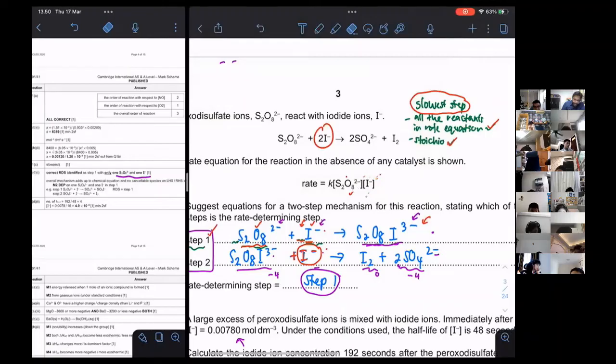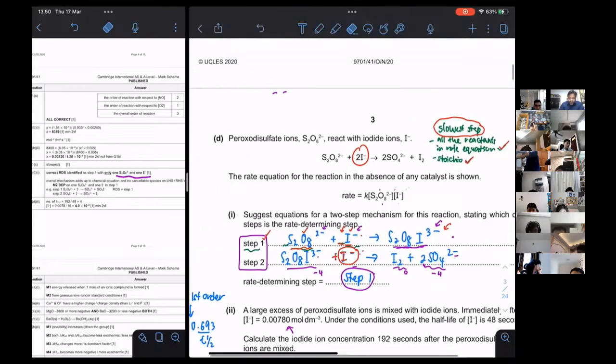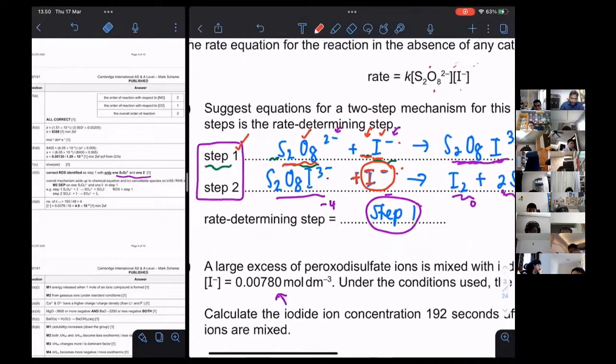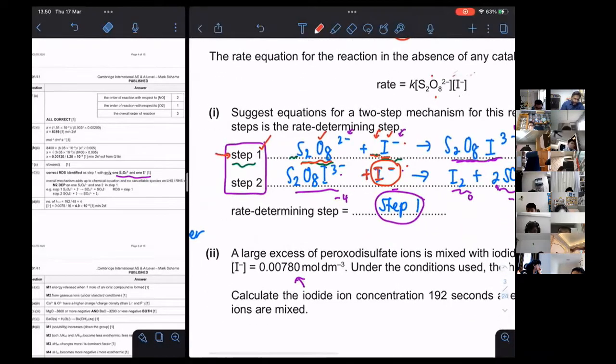This is very important. Now, some students confuse. They say suggest an equation for a two-step mechanism for this reaction. They confuse what to do. Now, first step, you decide. Normally what I do, I decide step number 1 is my slower step. But not all the time is it going to be the slower step.